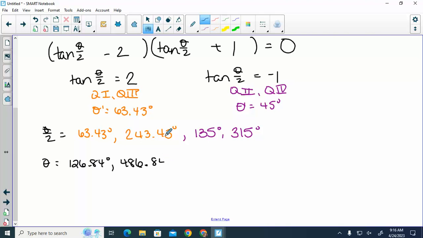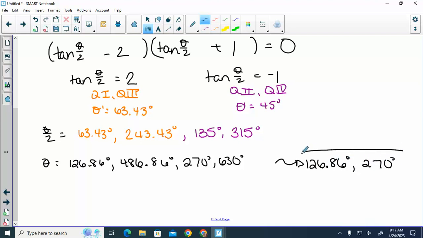I mistyped that. Are all of these going to be solutions? No, I only asked for the ones that were between 0 and 360. So that's 126.86 degrees and 270 degrees. Those are the only ones in the interval we needed.